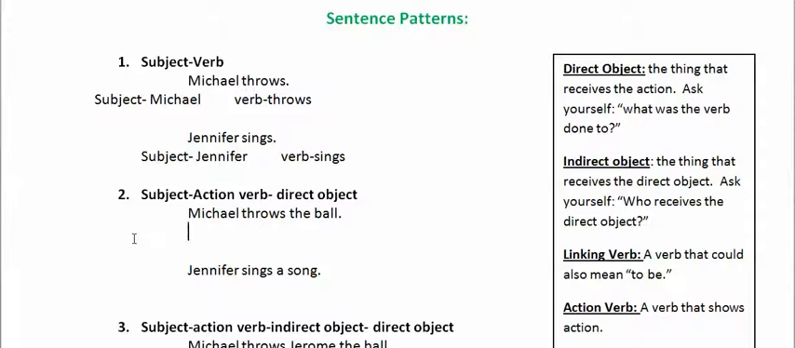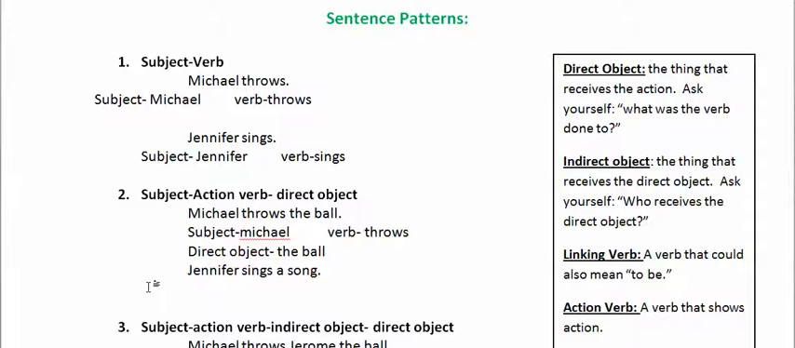The subject is Michael. And the verb is the ball. Or excuse me, the verb is throws. And the direct object is the ball.